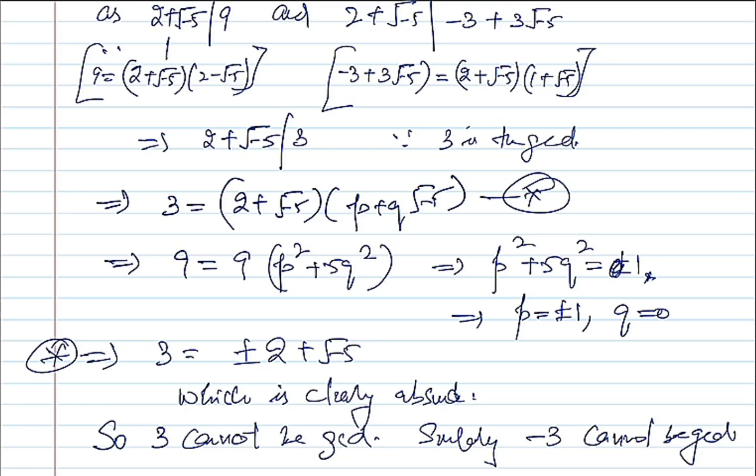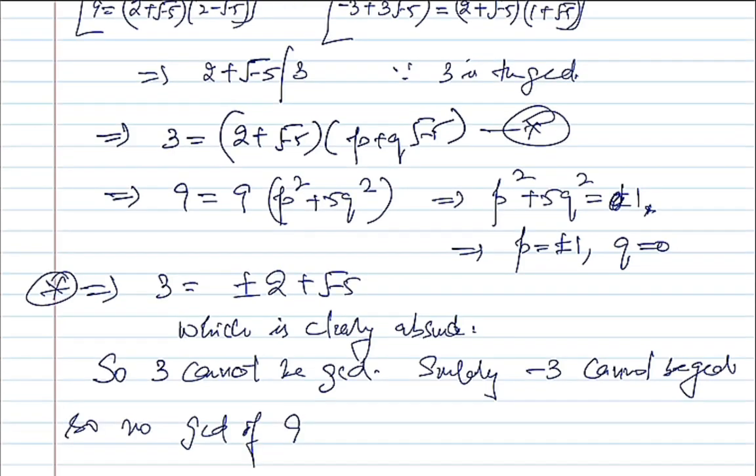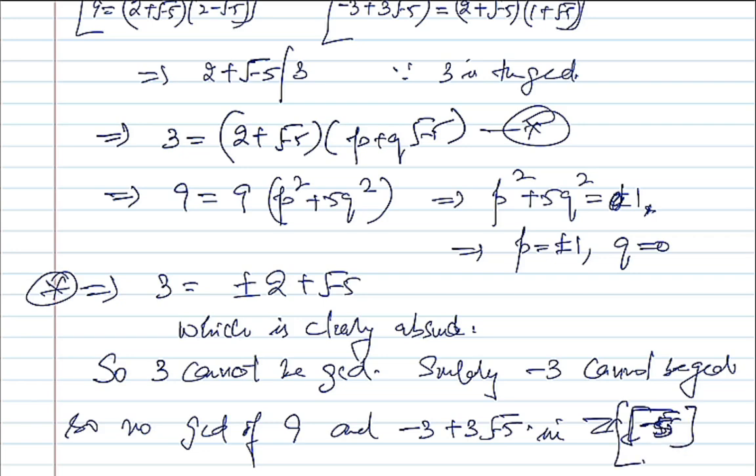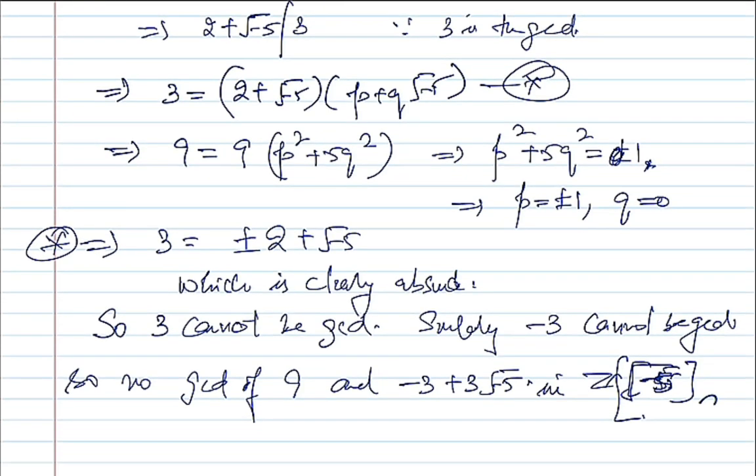So there is no GCD of 9 and minus 3 plus 3 square root minus 5 in Z[square root minus 5]. There is no other GCD, okay, there is no GCD. So it is not necessary that in a ring the GCD of two elements will exist.